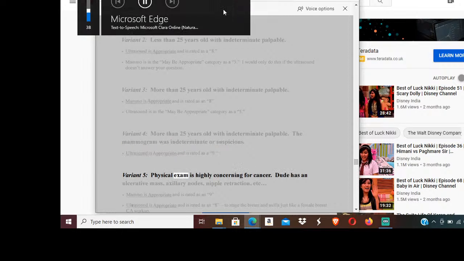Variant 5, physical exam is highly concerning for cancer. The patient has an ulcerative mass, axillary nodes, nipple retraction, etc. Mammo is appropriate and is rated as a 9. Ultrasound is appropriate and is rated as an 8 to stage the breast and axilla, just like a female breast CA workup.